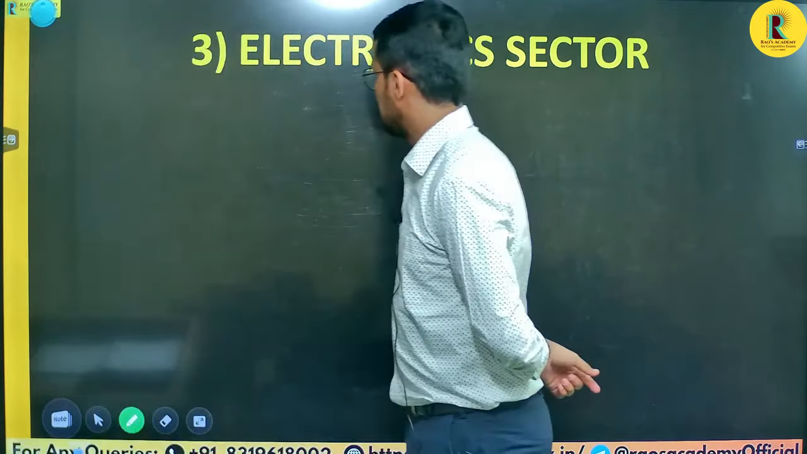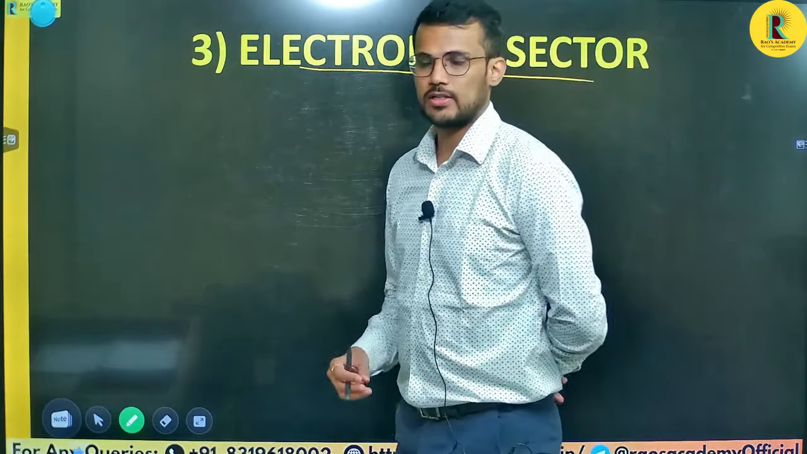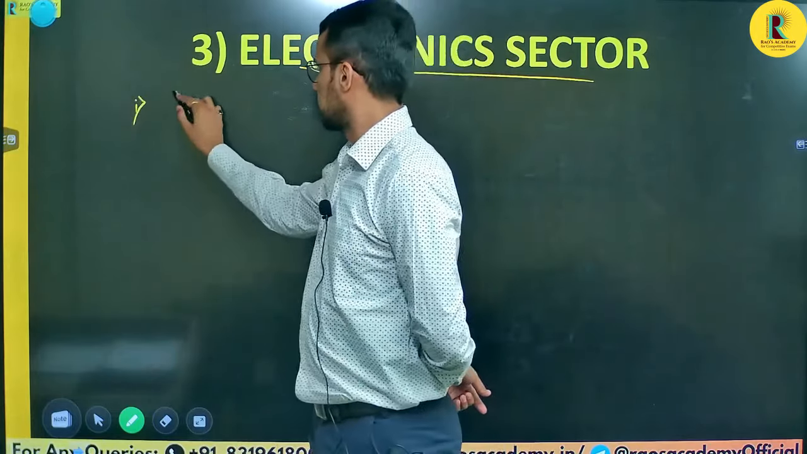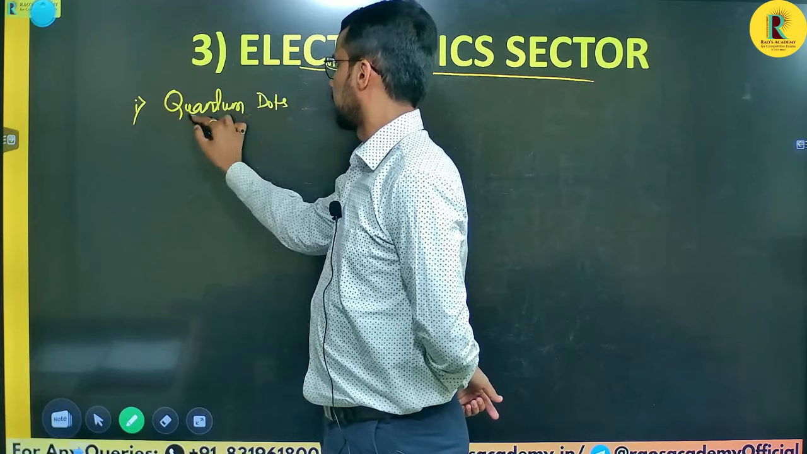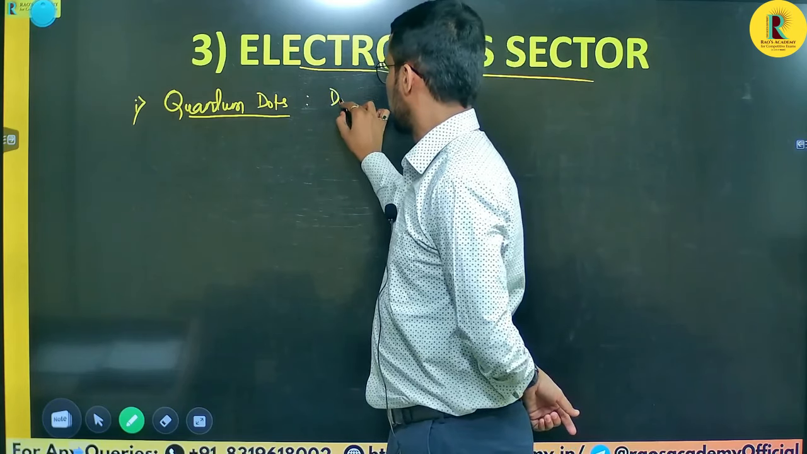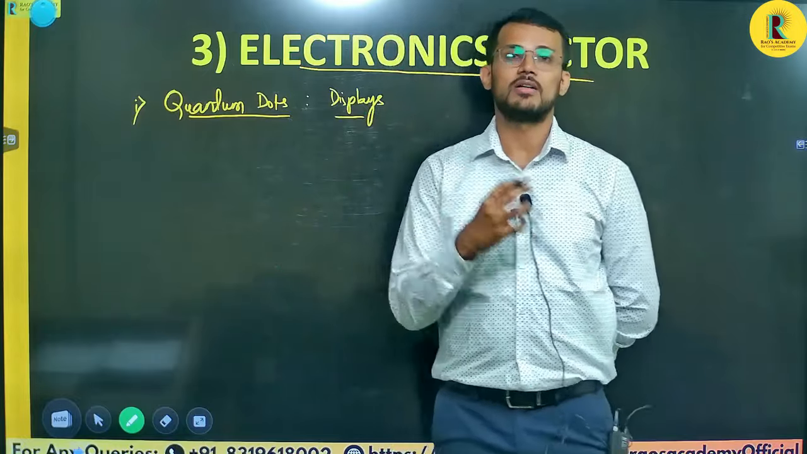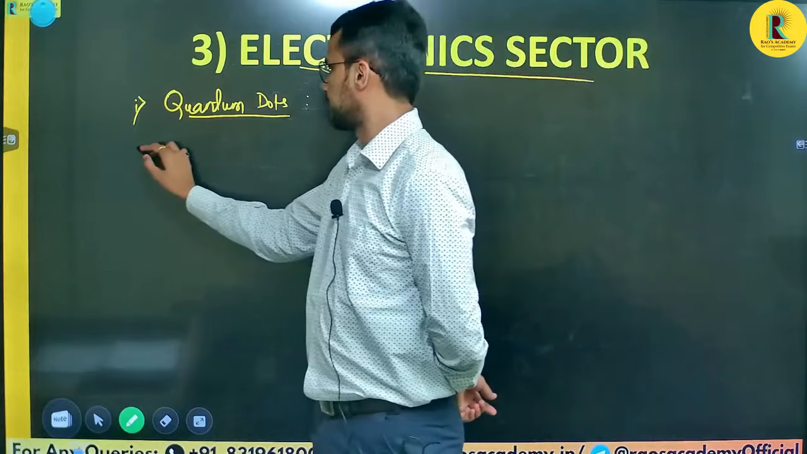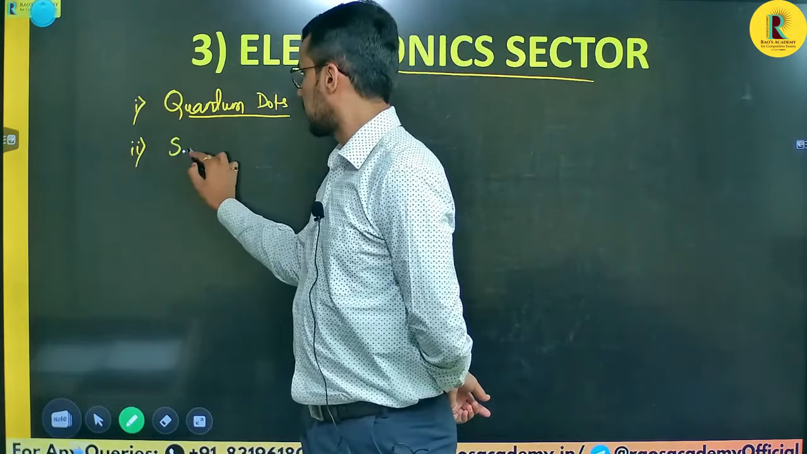Next application is in the electronics sector. In the electronics sector, what can we use? First we can use quantum dots. Quantum dots are being used for the production of displays. In displays we are able to get vibrant colors because of the use of quantum dots. Right, so that is one application. Secondly, nanotechnology is being used for the production of semiconductor chips.